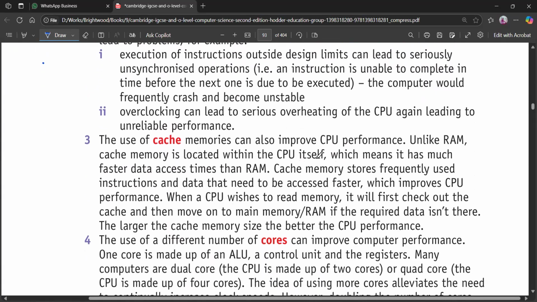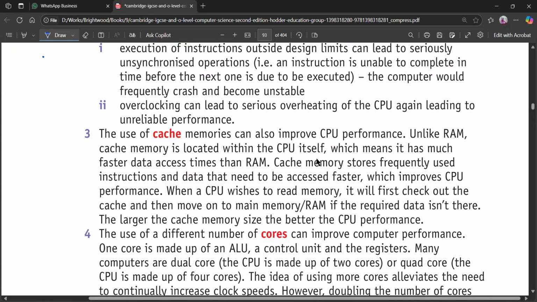The next thing is the use of cache memory, which can also improve CPU performance. Unlike RAM, the cache memory is located within the CPU itself, which means it has much faster data access time than RAM. Cache is the smallest memory that can be seen on the CPU.